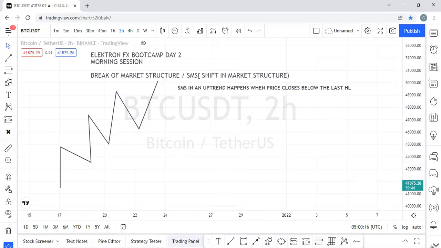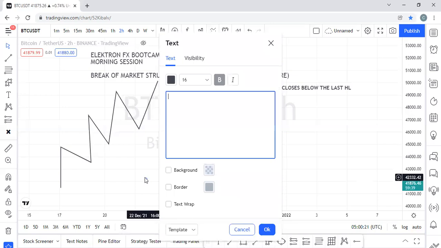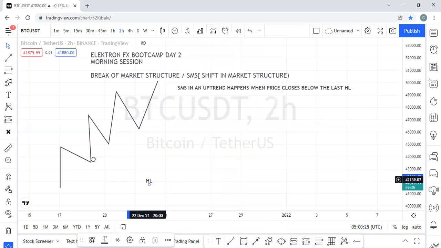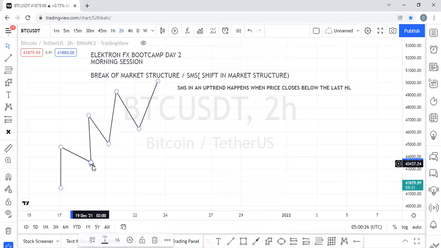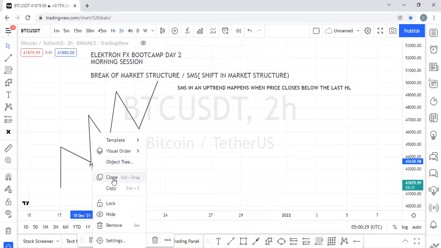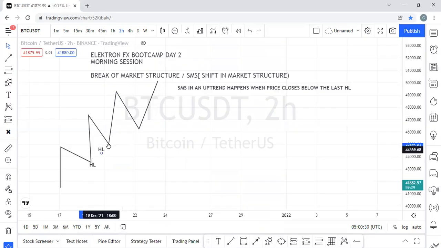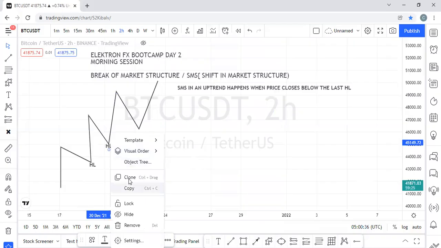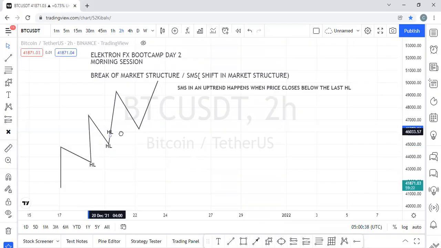So let's just label it so it will not be lost. Remember how we label it, higher low. So this is our higher low. I want to label the next one, so you understand it. So this is your higher low. Remember the rules of this: the higher low must be higher than the last higher low. Watch the last video to understand that.